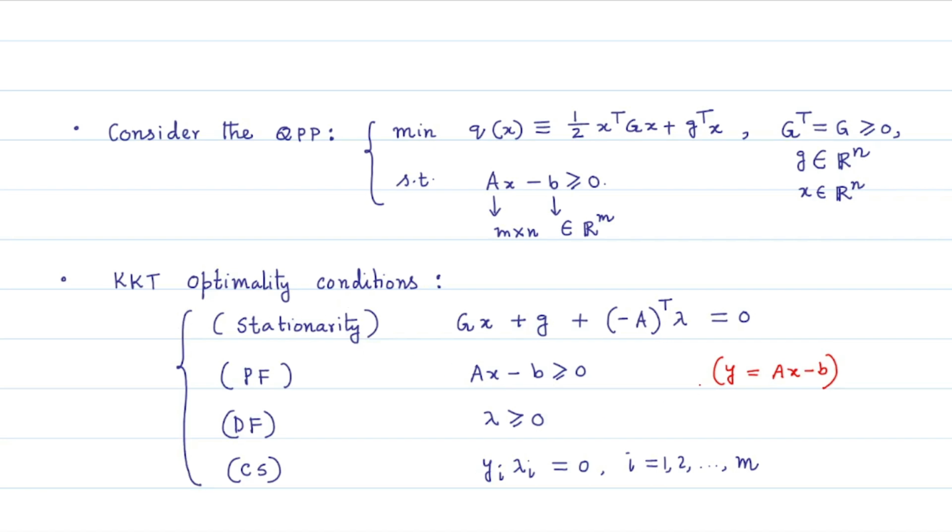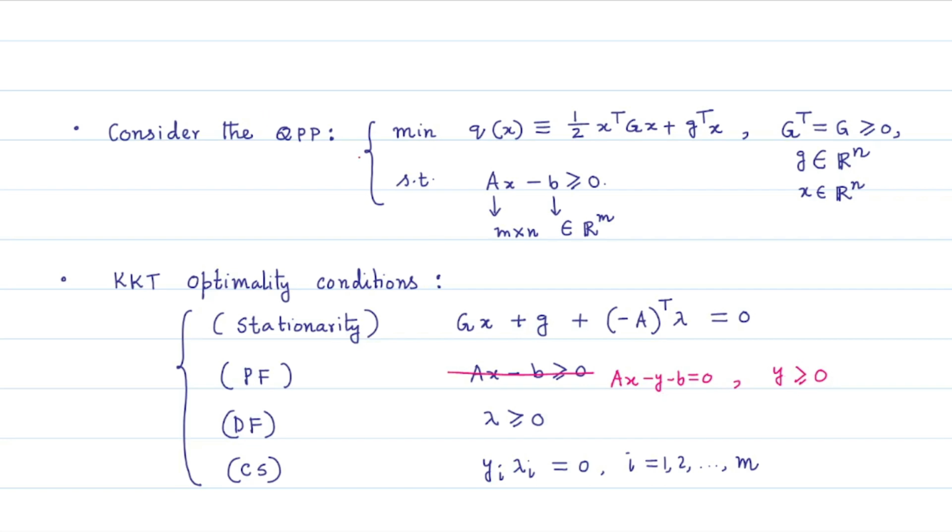As we have already introduced the slack variables, we can replace these inequations by the equality Ax minus y minus b equals 0, and we take the restriction that y is greater than or equal to 0. That means the primal feasibility condition will now have two components: one equality constraint together with y greater than or equal to 0.